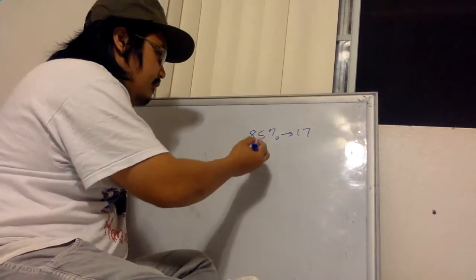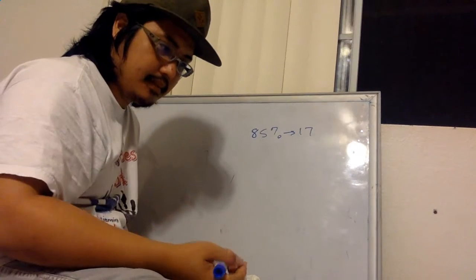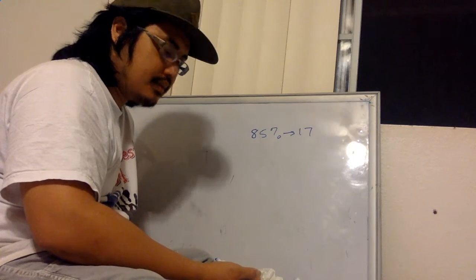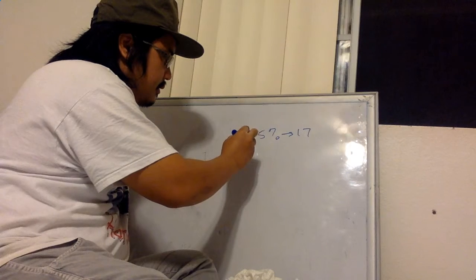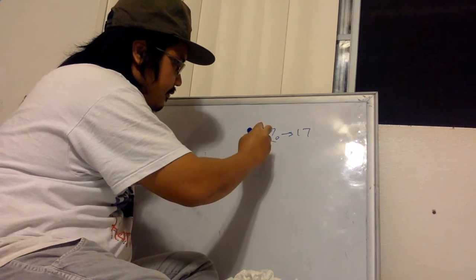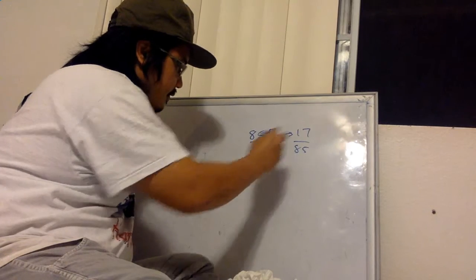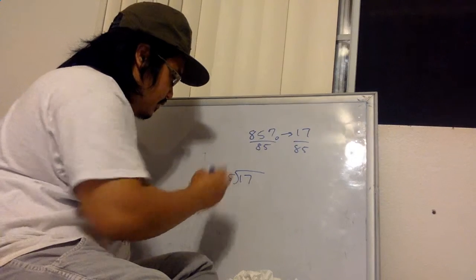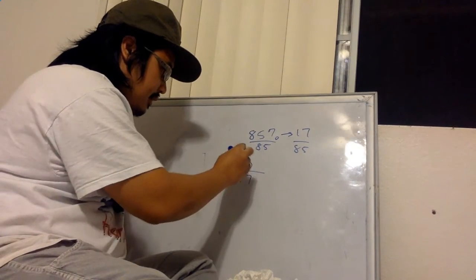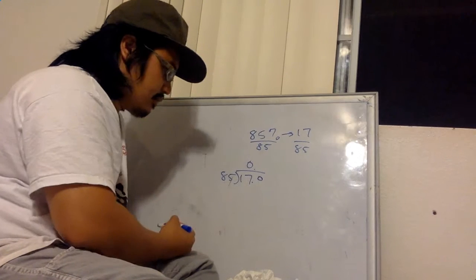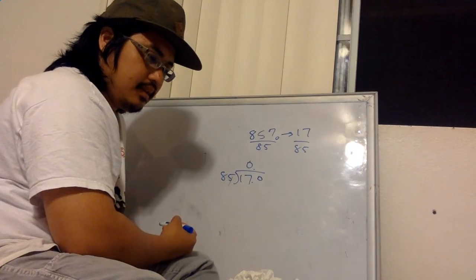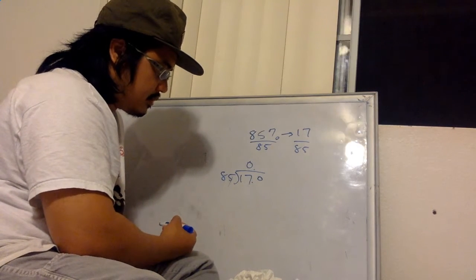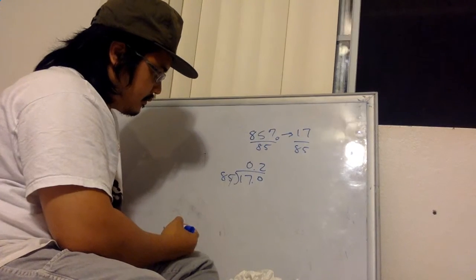So 15%, 17, let's see. Let's do this. Divide this by 85. Divide that by 85. Okay. 17 divided by 85. Alright, how many times can this go into that? None times. Put an extra 0. How many times can 85 go into 170? 2 times. Yeah, and that's perfect.